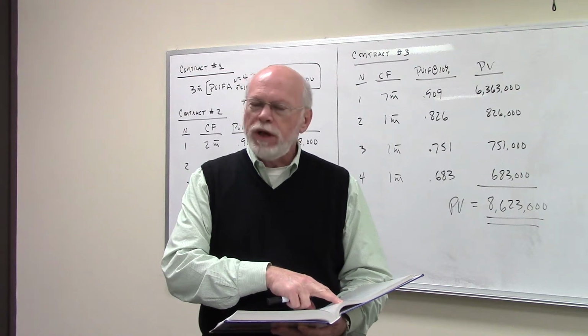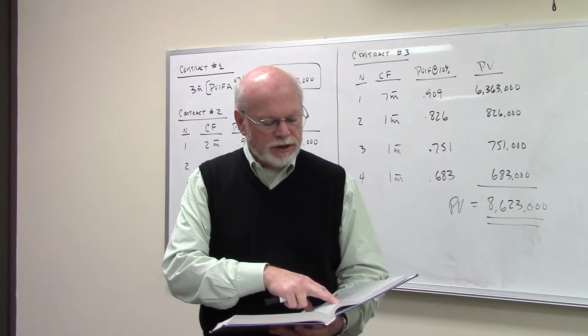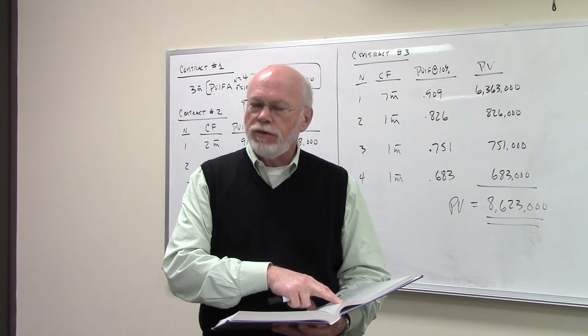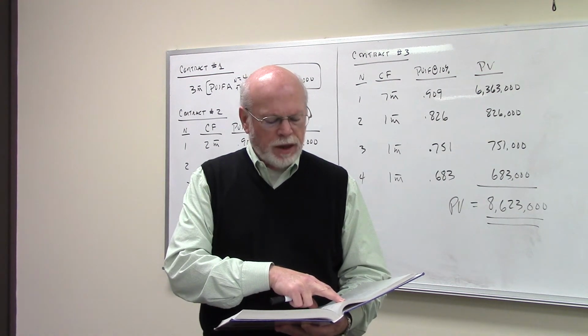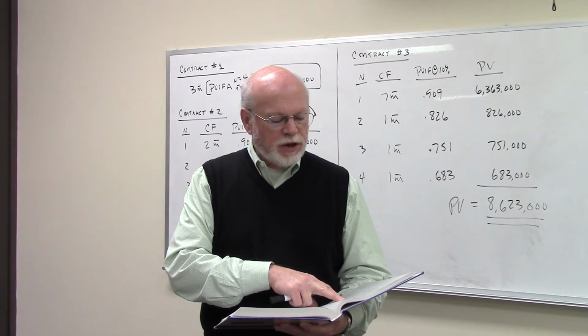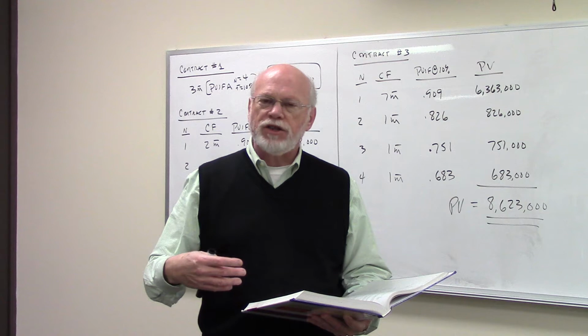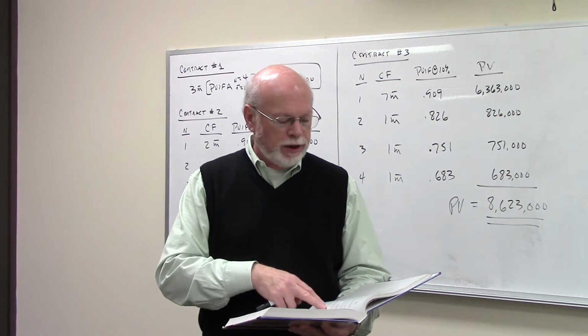He's been offered 3 possible 4-year contracts. Payments are guaranteed, and they'd be made at the end of each year. So these are ordinary annuities. Terms of each contract are as follows. Contract 1, he gets $3 million a year for 4 years, an annuity.